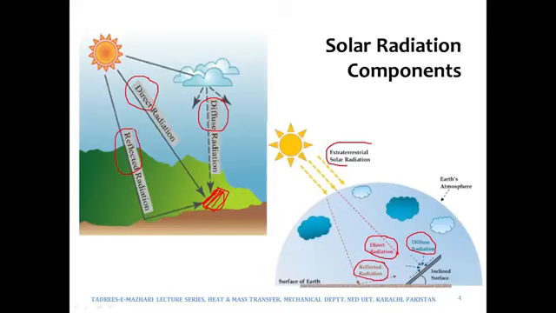the solar radiation outside the atmosphere is called extraterrestrial solar radiation. Of course, extraterrestrial solar radiation would be more as compared to the radiation that will reach the ground, because of course extraterrestrial is relatively near to the sun. So these are all the solar radiation components.